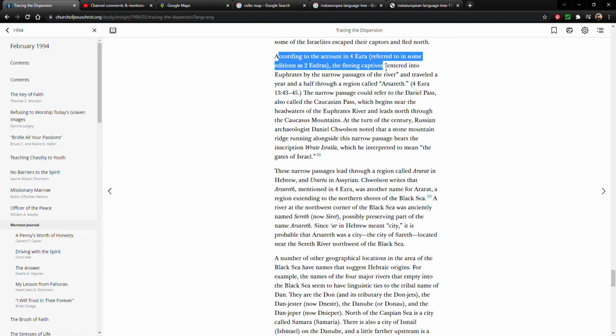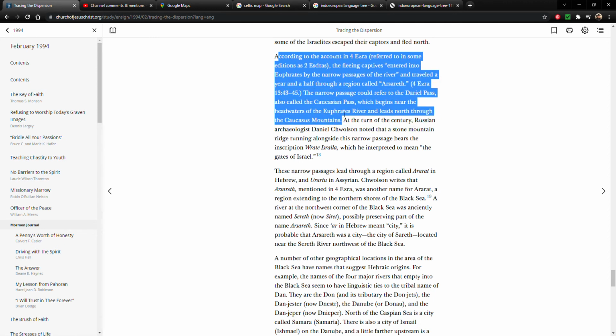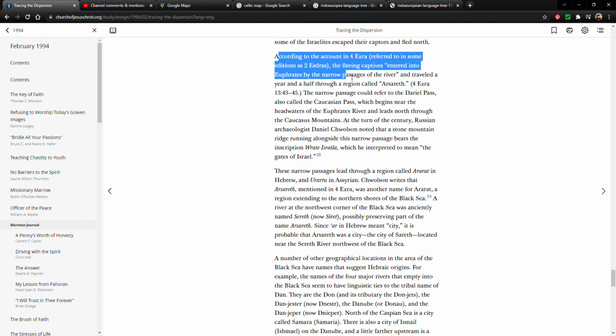The fleeing captives entered into the Euphrates, but okay, yeah. So I think this is that passage that people are always quoting about what happened to the main body of the 10 lost tribes and where they went. The fleeing captives entered into Euphrates by the narrow passage of the river and traveled a year and a half through a region called Ararat.